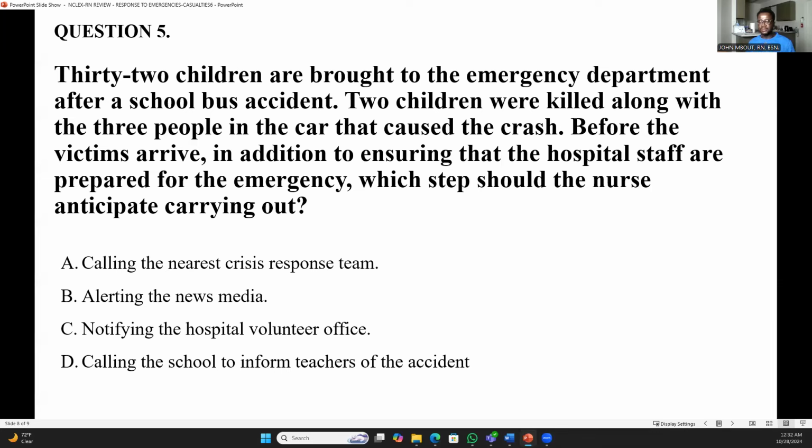A is the right answer. Remember I said during an incident in the hospital, the first thing to do is to activate the emergency response plan or the emergency response team. So you get everything ready before the team brings the victims, okay? That's what you have to do.